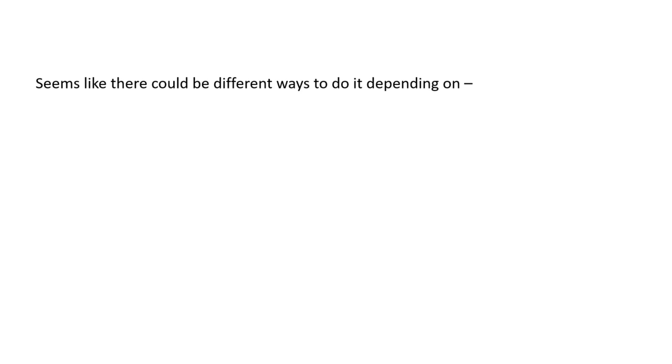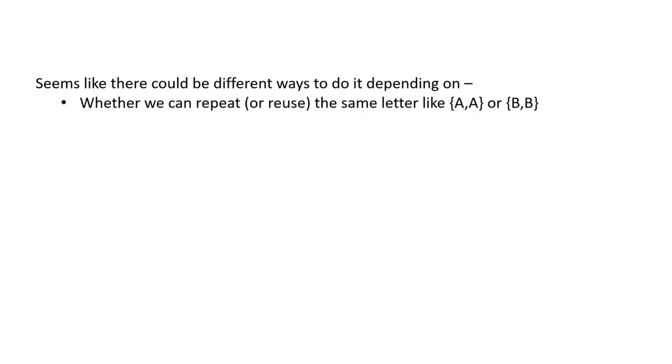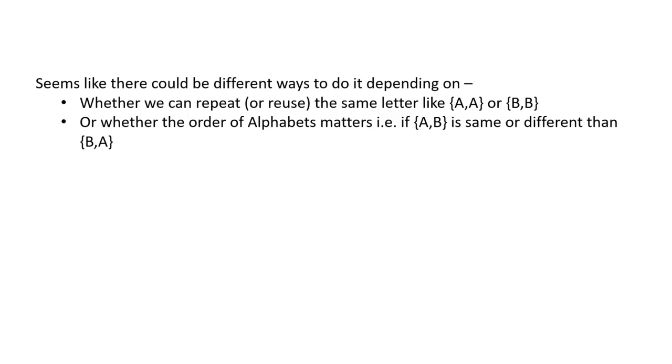All right, so you might have seen that there could be different ways to do it depending on two things. First, whether we can repeat or use the same alphabet, like can we create combinations like AA, BB, CC using the same alphabet, or whether the order of the alphabet matters. For example, can we allow both AB and BA into the selection? Basically, is AB the same as or different from BA? Is order making them different? So based on these two conditions, we can create or filter out our combinations.